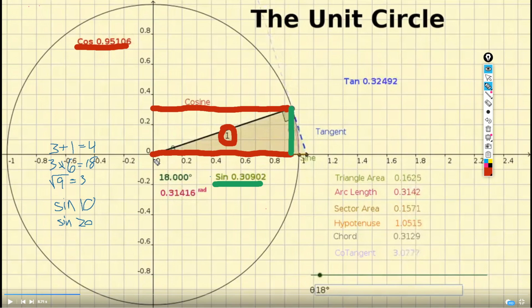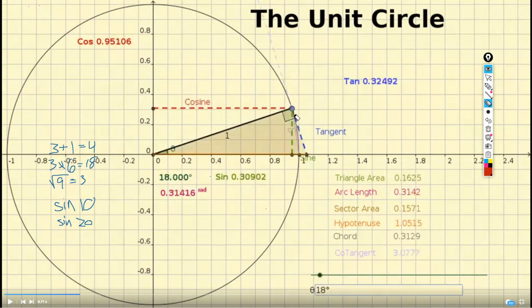And it's why our sine value was the same between 10 degrees and 170 degrees. Why? Because at 10 degrees, we're about this far up, and at 170, we're the same height up, but we're on the opposite side. So 10 and 170 are both the same number of degrees off of the x-axis.